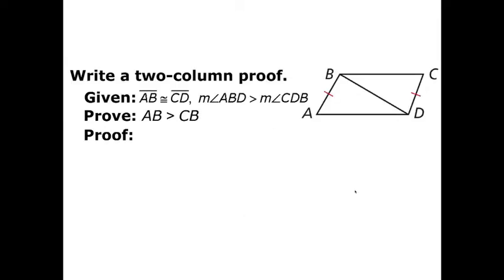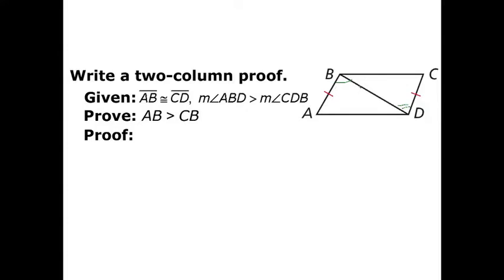Okay, we're going to write a 2-column proof. We're given that AB is congruent to CD, and we're given that the measure of ABD, that's going to be this angle right up here, is more than, bigger than CDB. Okay, so the single arc is bigger than the double arc.